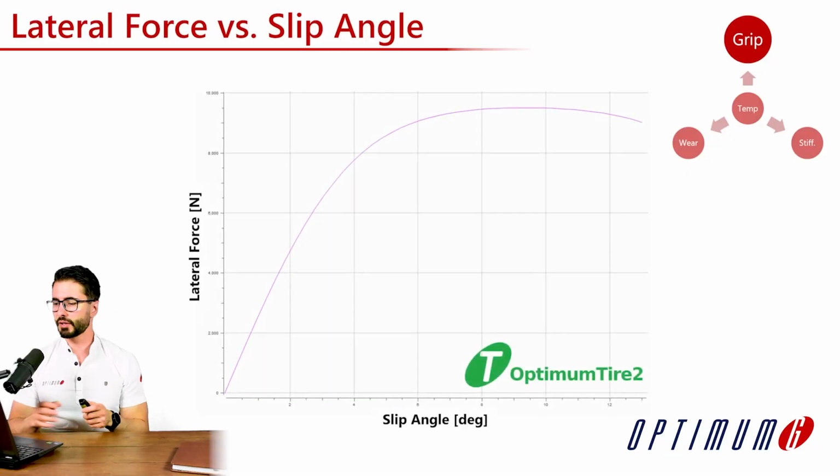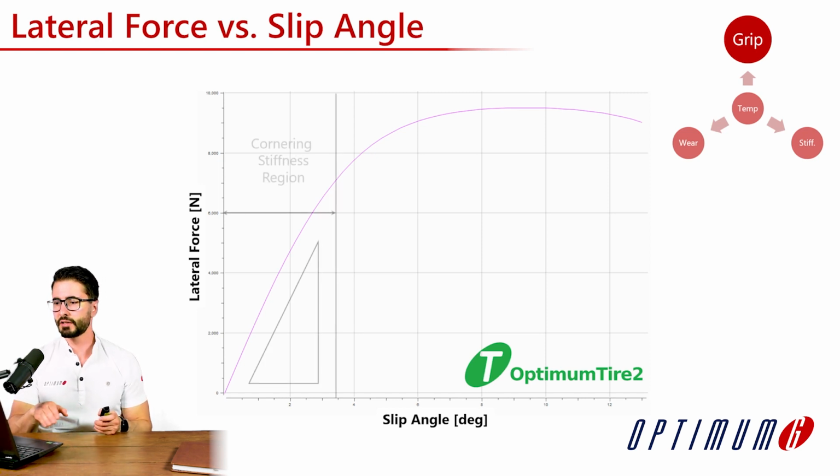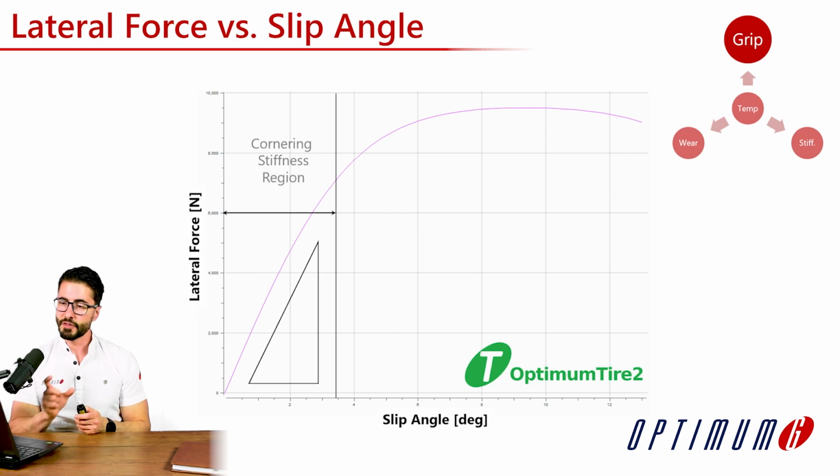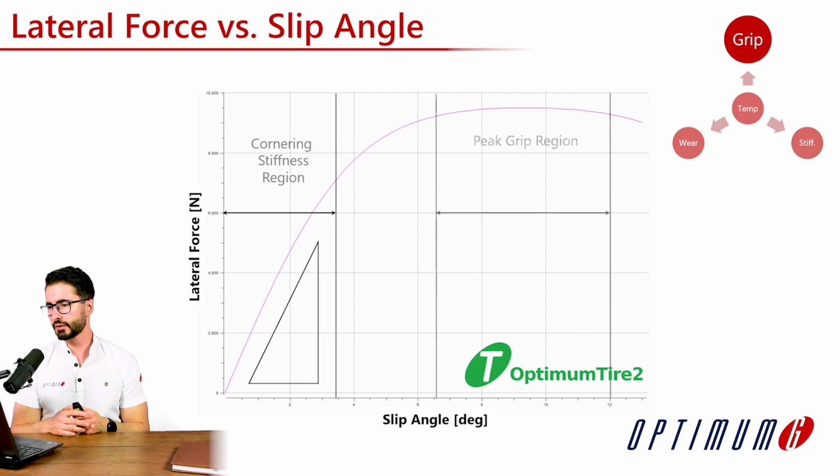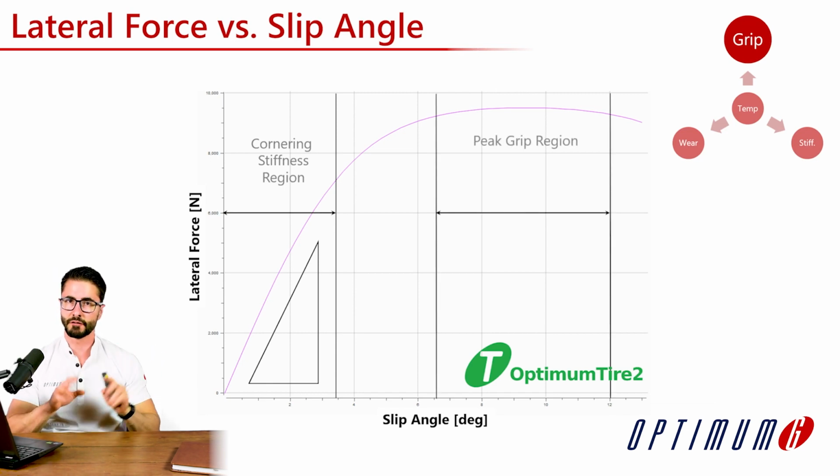For that, we'll start by looking at this plot from Optimum Tire 2, our tire data and model analysis software. Here we can see a typical curve of lateral force versus slip angle. It's important that we understand that we have different regions of this curve. As you increase the slip angle, you increase the force until you get to peak behavior. The first region, the linear region, is the cornering stiffness region, as we'll discuss. And then we have the peak grip region, and temperature will affect each of these differently.